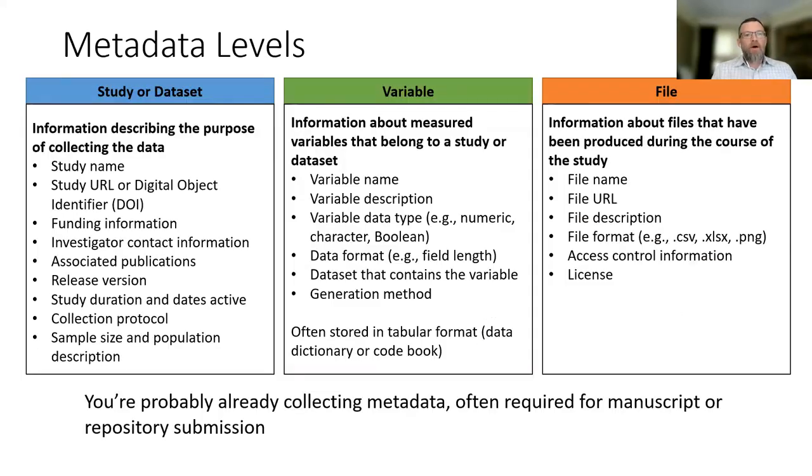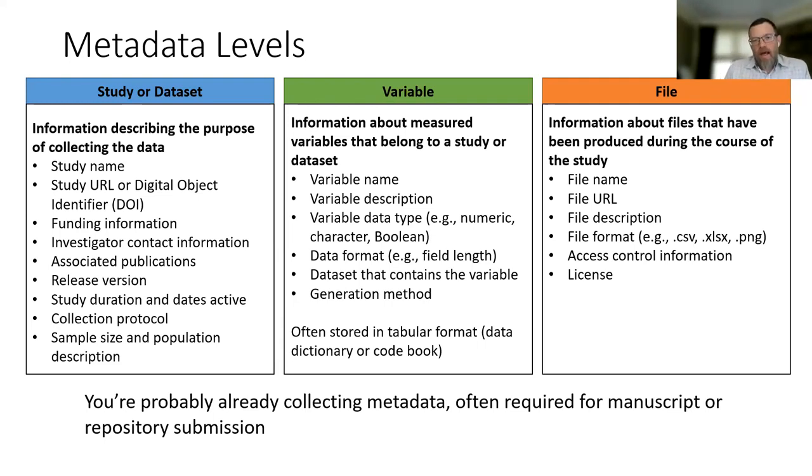All right. So it's also helpful sometimes to think of metadata at multiple different levels. There's the study or data set level, which is information that describes how the data is collected, and typically in our cases, it's the science around the data generation. So the study name, funding information, version release, the collection protocols, key for any kind of reuse you might want to do, as well as sample size and population descriptions. This would all be the study level metadata that we would think about when we're talking about data standards and metadata standards.